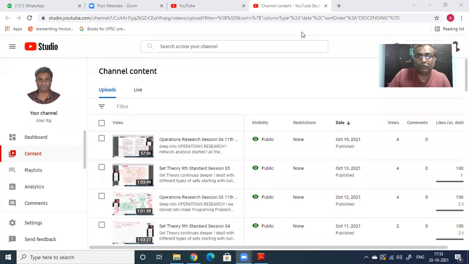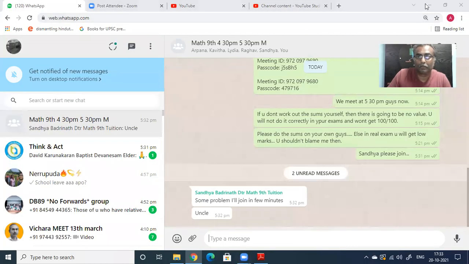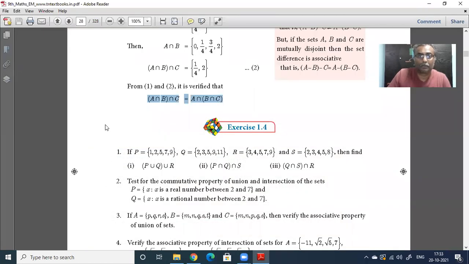Let's start anyway. Let us do multiple sharing of screen and see what happens. Are you able to see? I think you can see now.